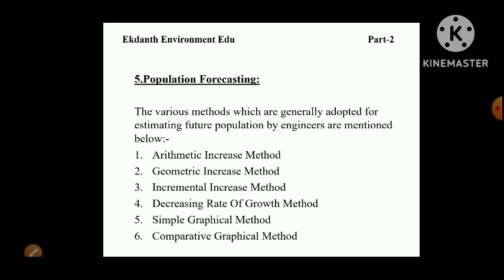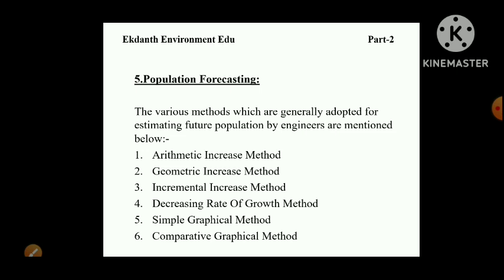population forecasting. Yes, so if you are going to design any water supply scheme for any community or any society, you need to know the population, present population, and the future population. Okay, you have to calculate it by using different formulas given by the scientists. Okay, so there are different methods adopted to estimate the future population by the engineers.